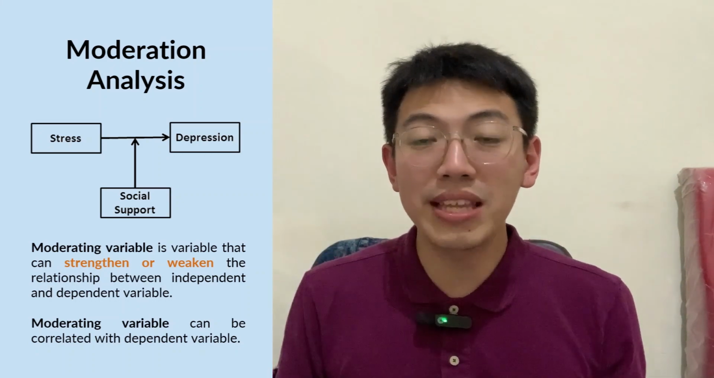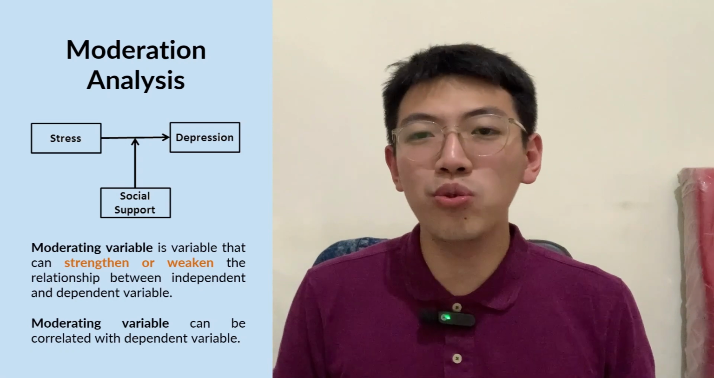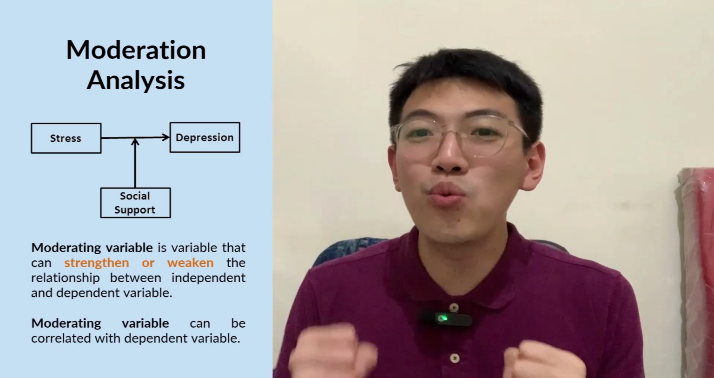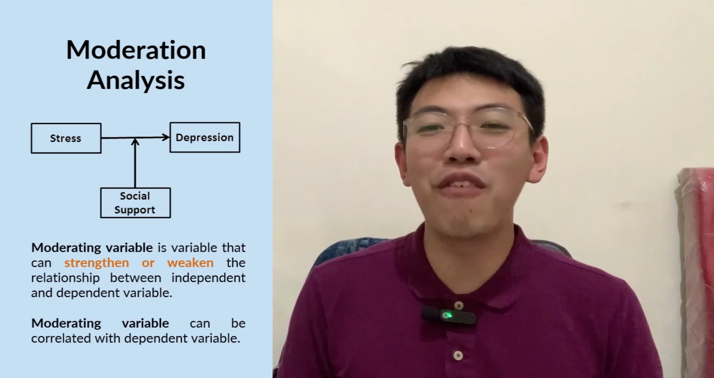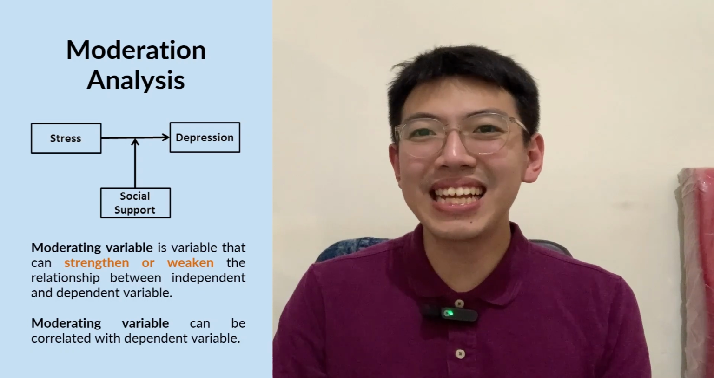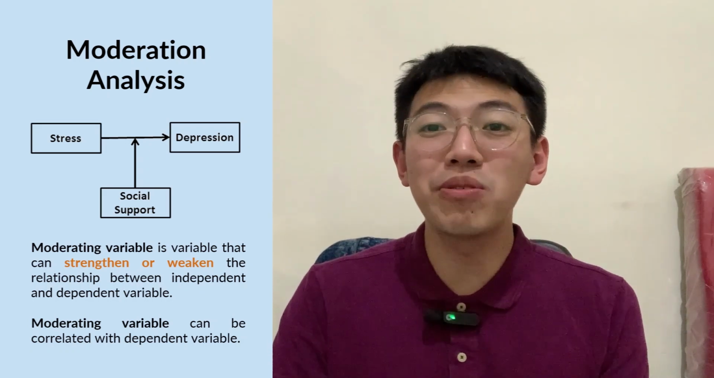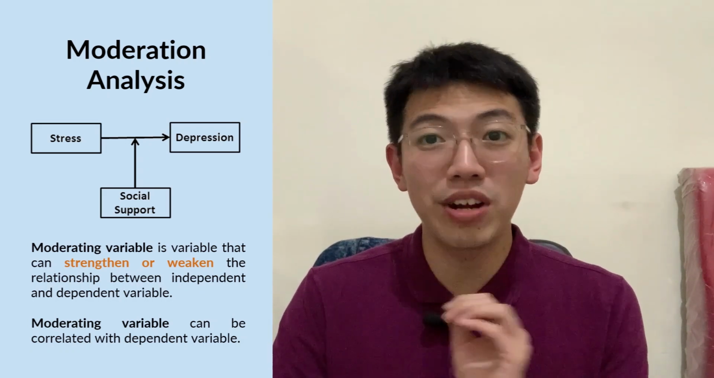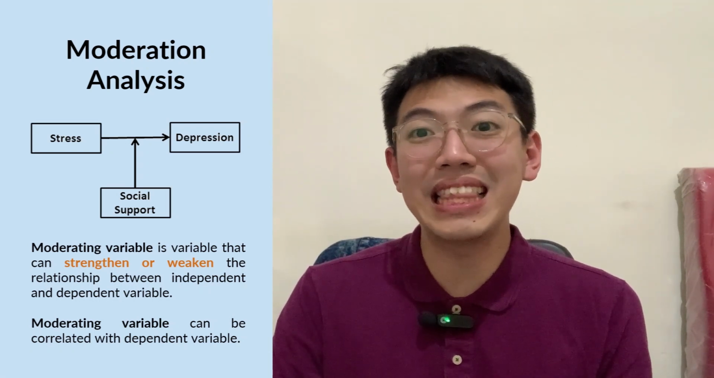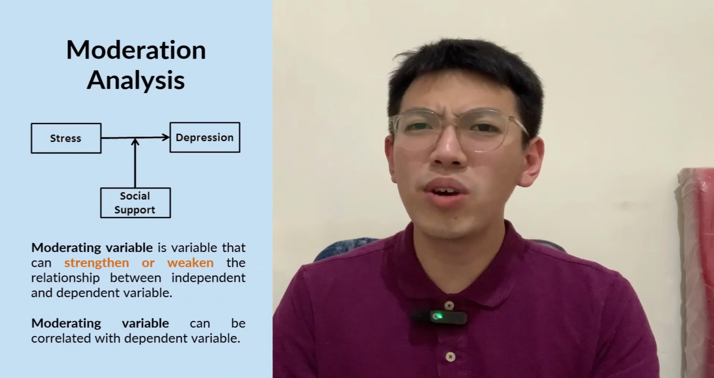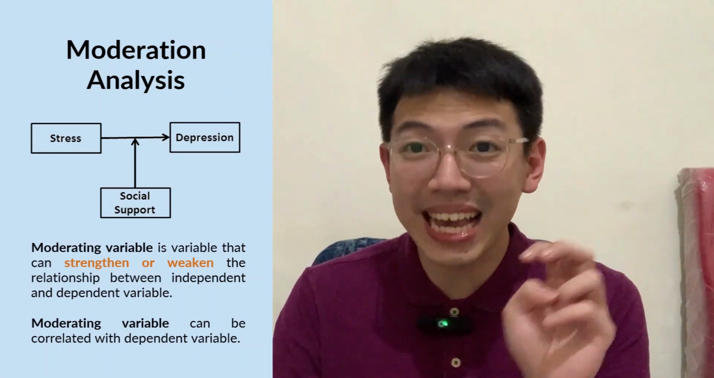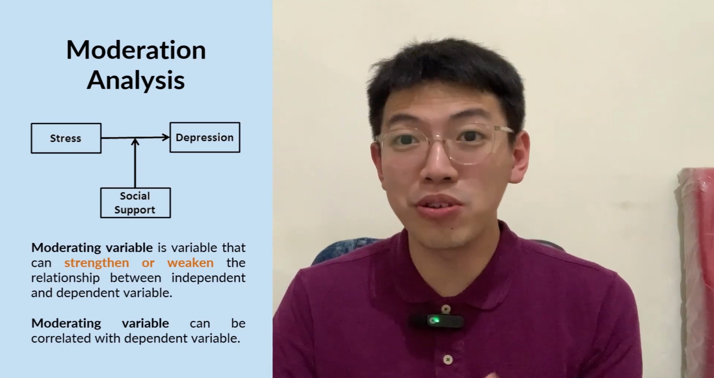That is moderating variable. So we want to know whether the social support can strengthen or weaken the relationship of the stress on depression. Do you get my point, right? In this case, social support is the moderation or the moderating variable. We can also mention moderating variable as the interacting variable. The question is that why don't we try to make the social support as the mediation instead of moderation?